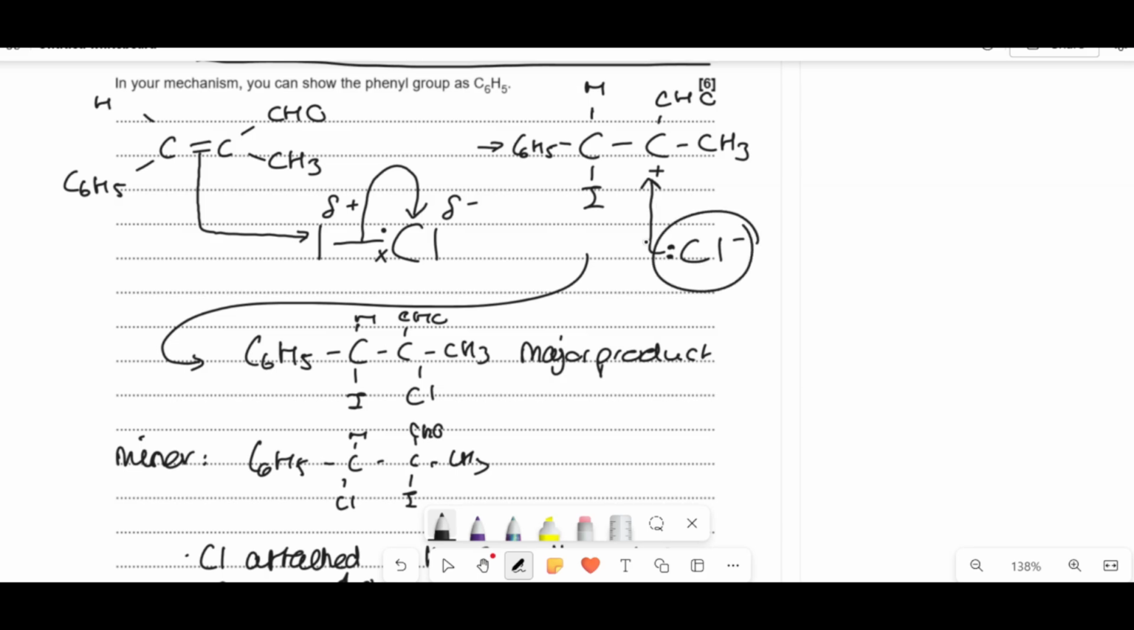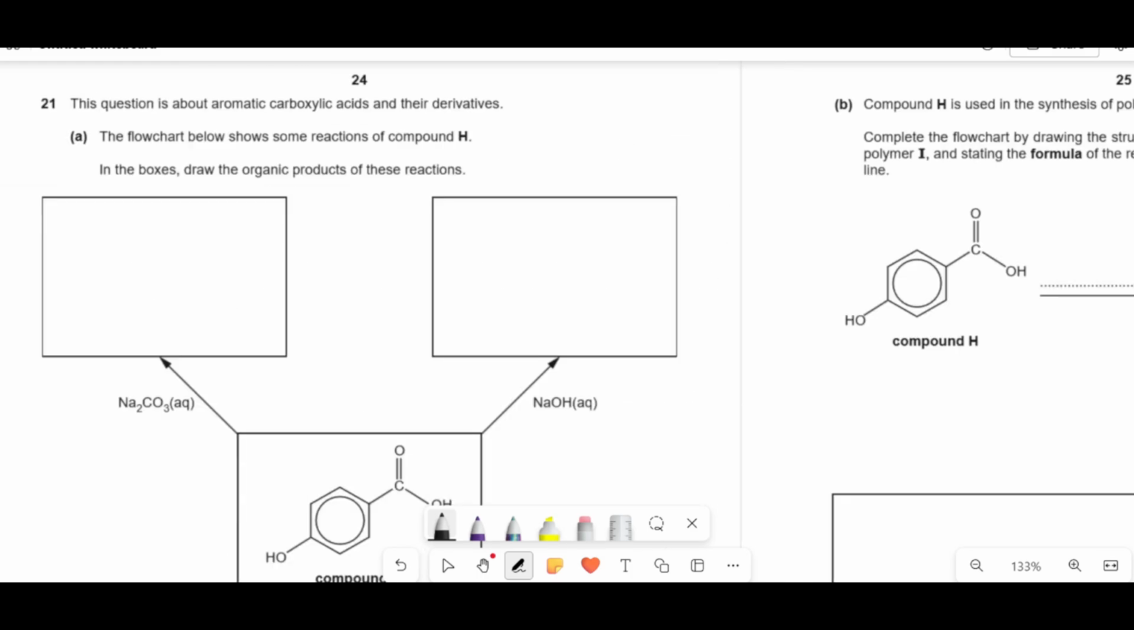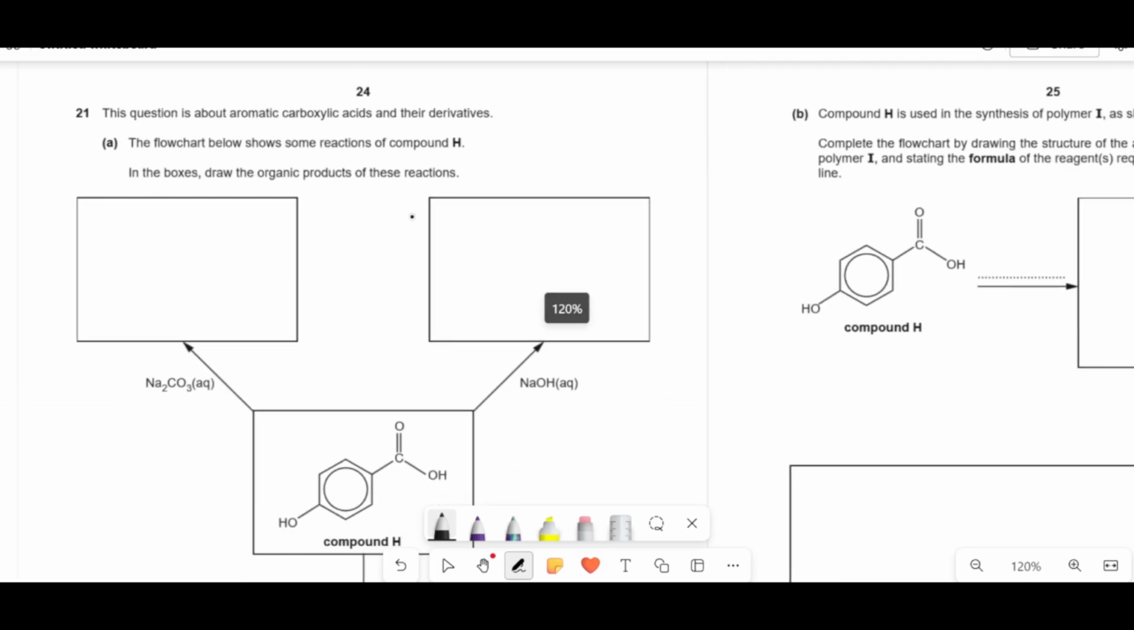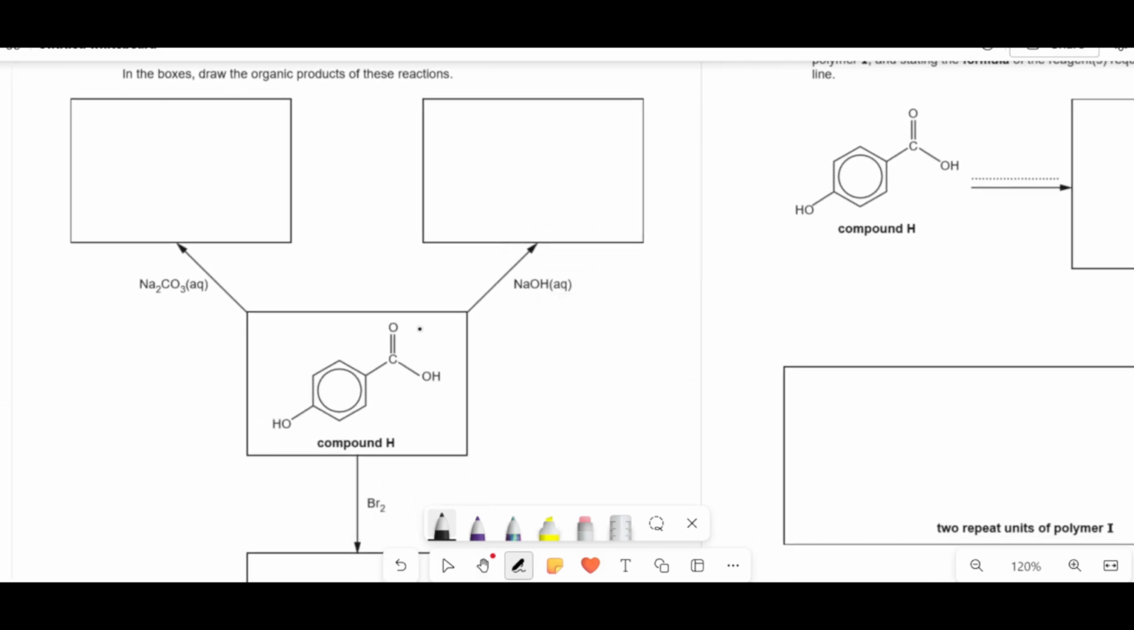And there you go. That's what it is. So this question's about aromatic carboxylic acids and their derivatives. The flowchart shows some of the reactions of compound H. So here's compound H. We have a phenol with a carboxylic acid stuck on it. Now we need to think about what's going to happen.